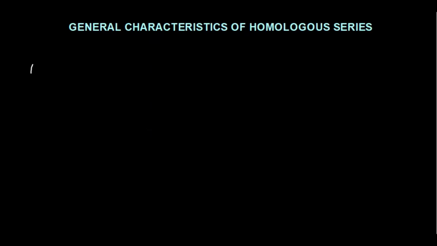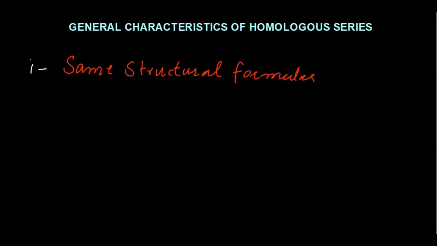The first characteristic: all the members of a homologous series have the same structural formula. Right, students? The second important characteristic is that all the members of a homologous series have the same functional group.